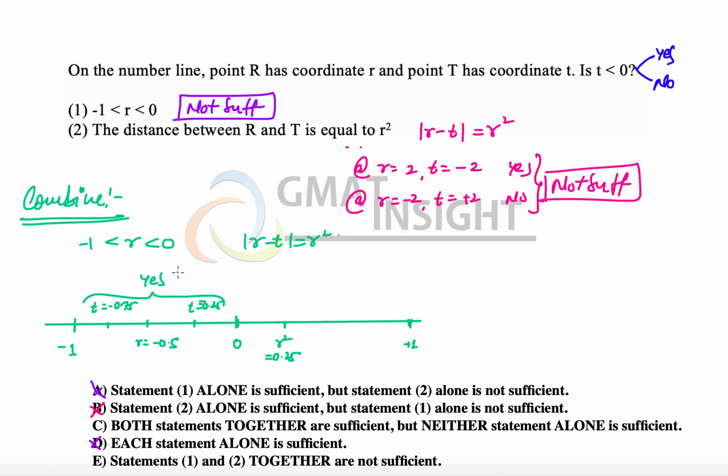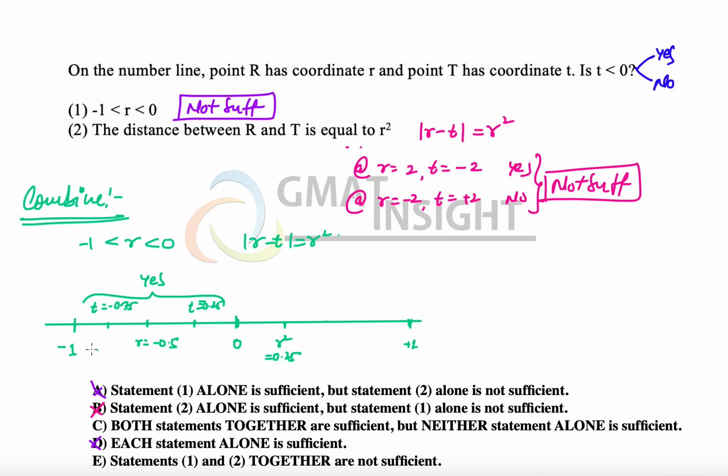Let's understand this fact that if I take any value of R between 0 and minus 1, then the square of it will be positive, so it will be to the right hand side, right? And now in that case the distance between R and T should be equal to R square. The square of any value between 0 and 1 will result in a number that has absolute value even smaller. So for example, if you take 0.9, square is 0.81, so that's too far. So the distance between R and T should be equal to R square.